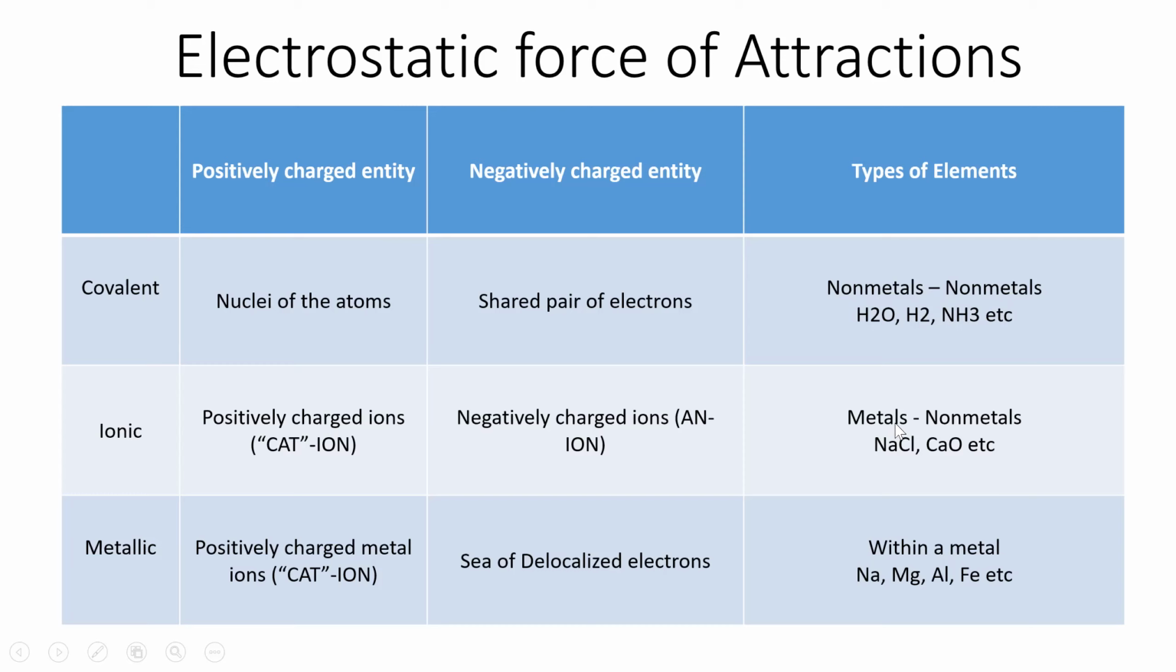Ionic bonds are formed between metals and non-metals. So any compound or structure which is formed from metals and non-metals is ionic, like sodium chloride, calcium oxide.